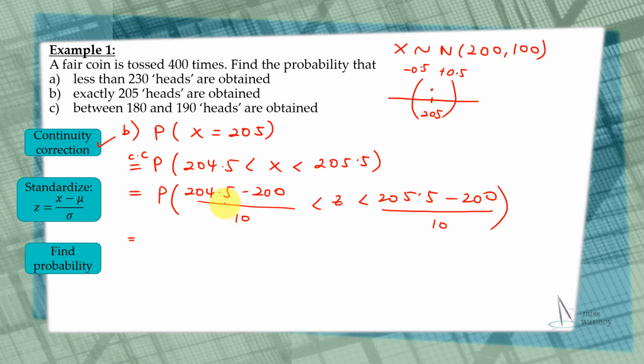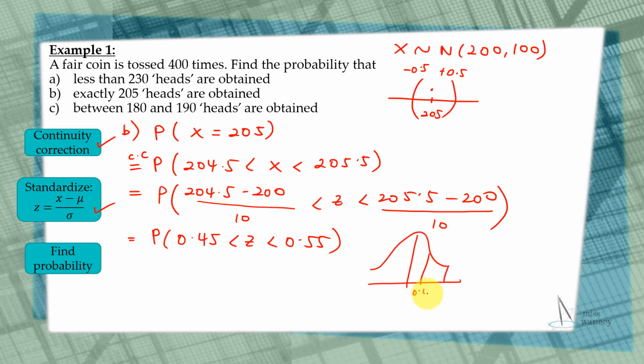Okay, so now this is 4.5 over 10. So this is 0.45 less than z less than 0.55. So I have already standardized them. So now let us calculate the probability. If you didn't know how to calculate the probability, draw the bell shape. So 0.45, 0.55 and somewhere right in the middle.